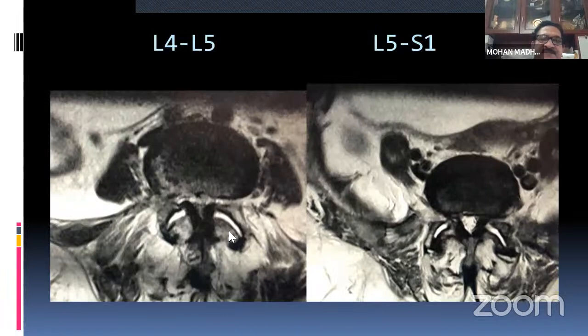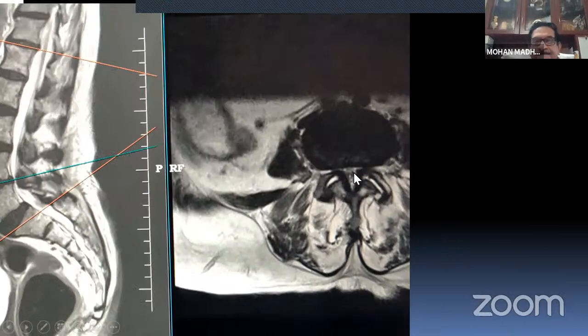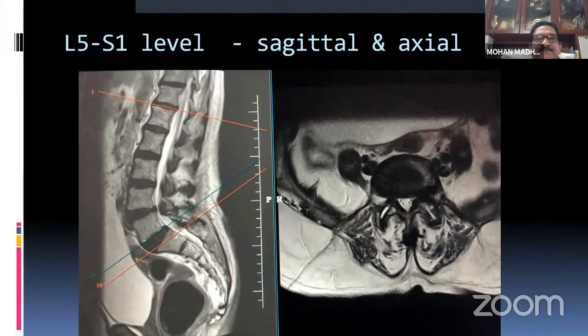See, at L4, L5 there is significant canal stenosis here. L5, S1 has mild bilateral foraminal stenosis, but the canal diameter is markedly low at L4, L5. Not because of the disc alone, but because of the prominent hypertrophy of the facet joints. You can see the corresponding level here, L4, L5, sagittal, and this is the axial showing the stenosis here. This is L5, S1. The green marking is the marker. This is the corresponding level, L5, S1.